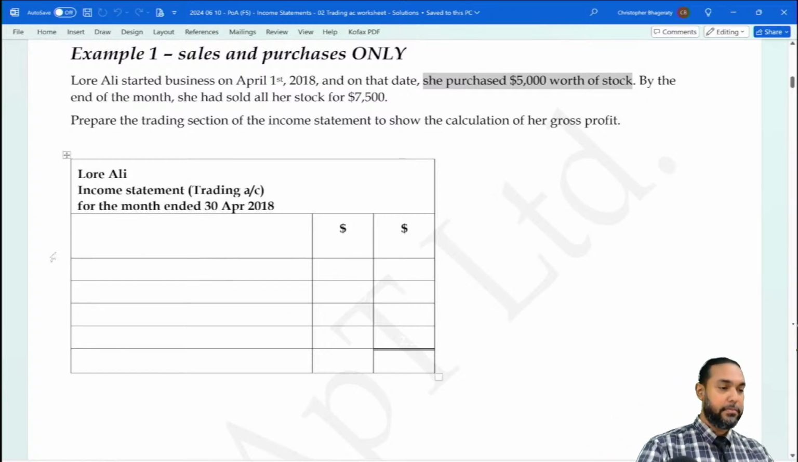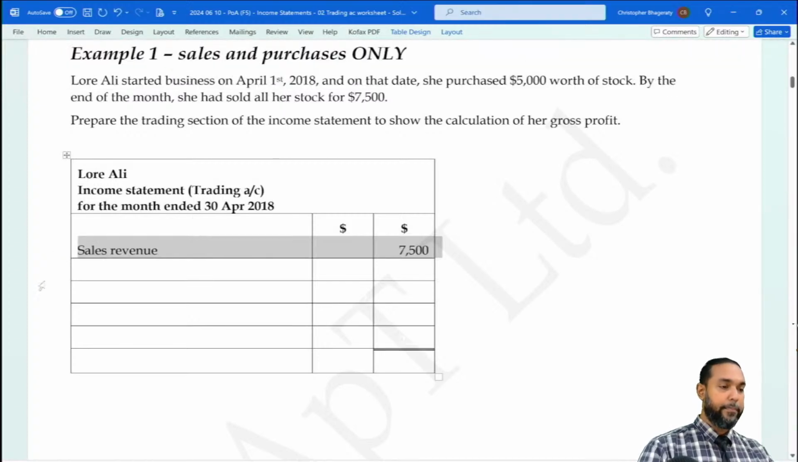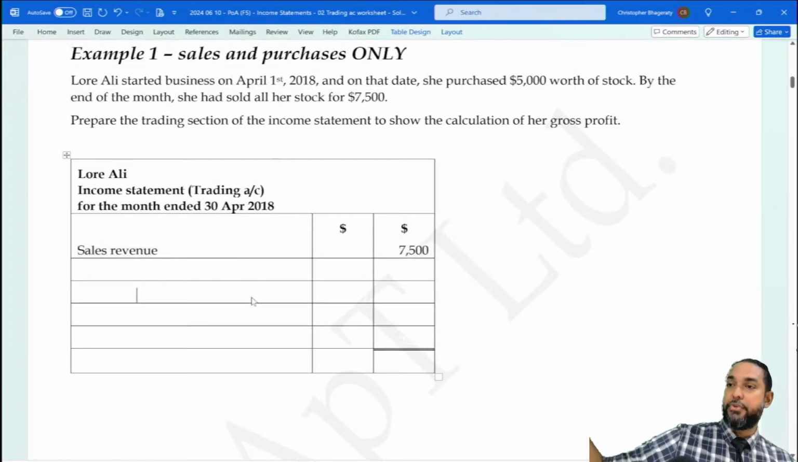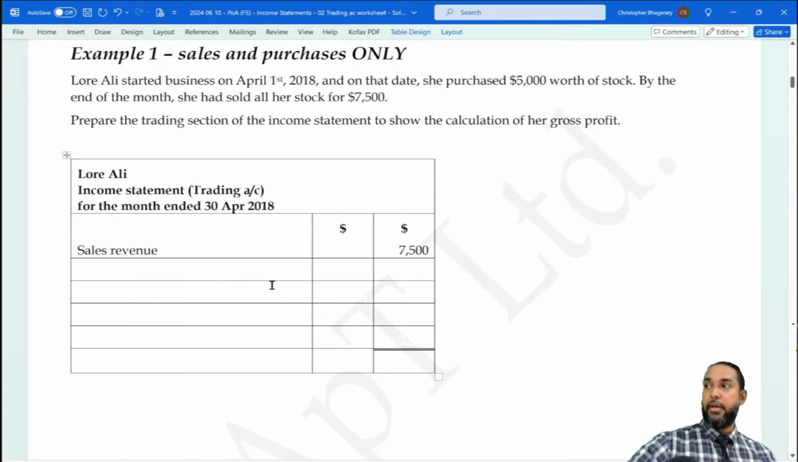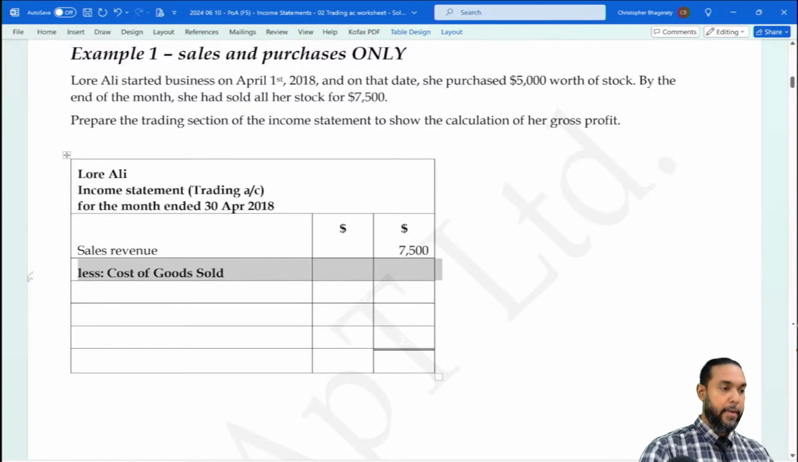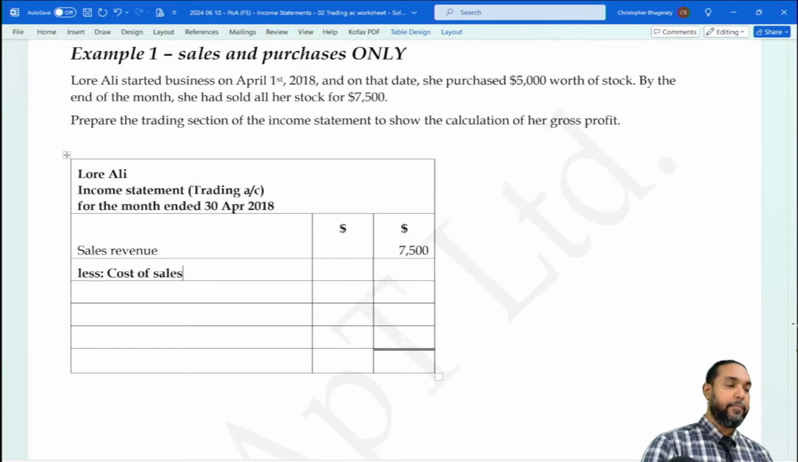All right. So I'm just going to make things appear on the screen here, and you can fill them in on your little handouts. So the sales revenue is the first item. Now, the next thing we head up is less cost of goods sold. Another way you could phrase this is cost of sales. This phrase, cost of goods sold, is literally the cost price item. It's literally the cost of the goods you have sold.